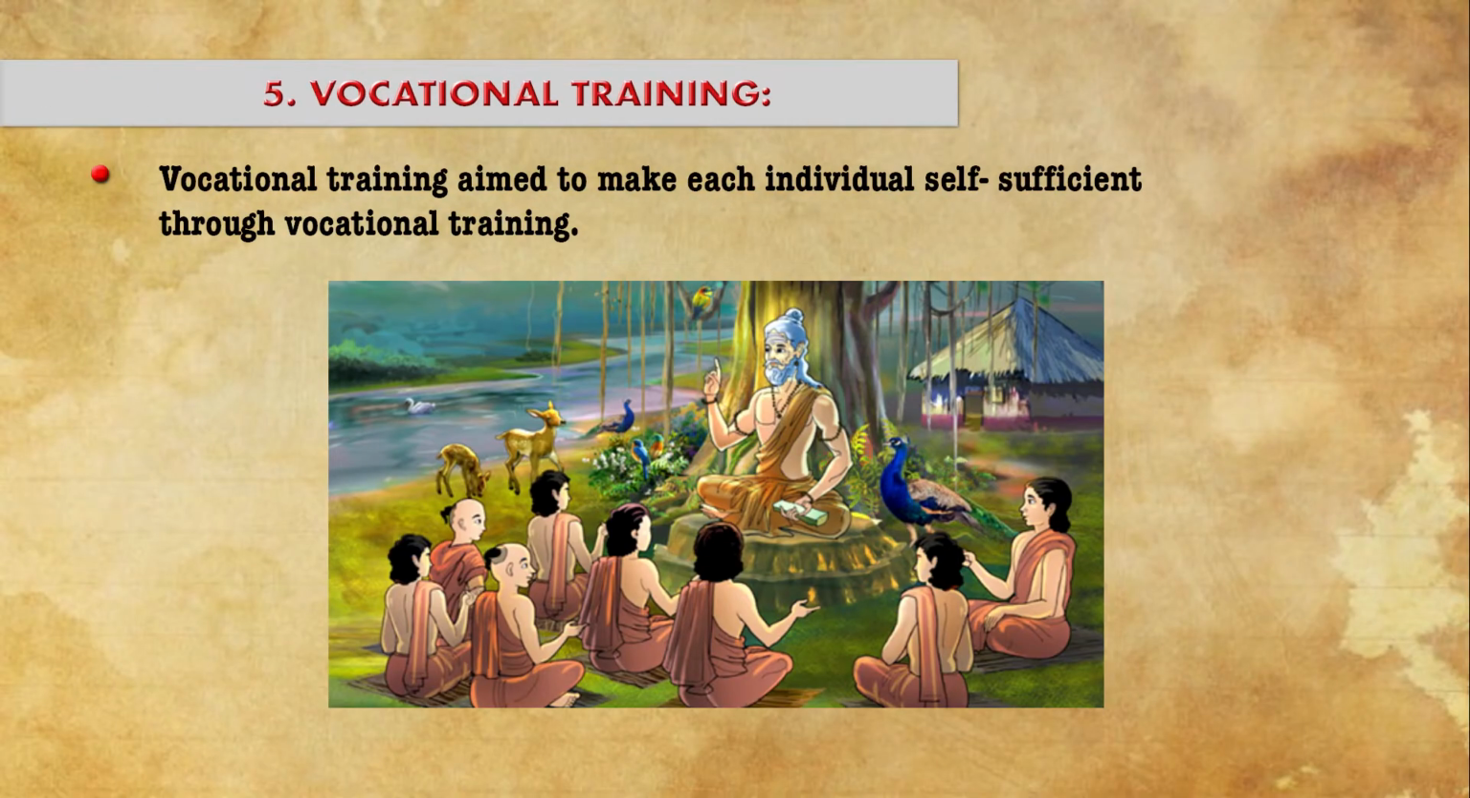Then again, the aim of education was vocational training. Vocational training basically aims to make an individual self-sufficient, through the different types of training which can be given to a pupil so that he can sustain.